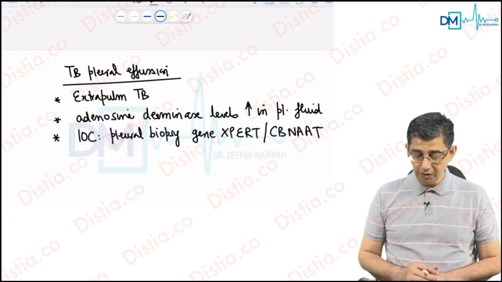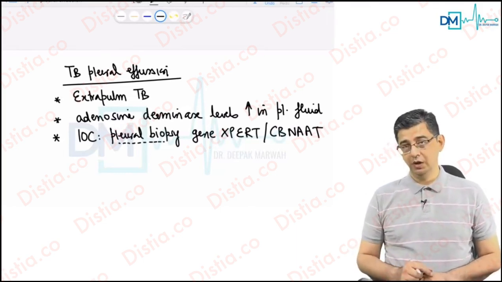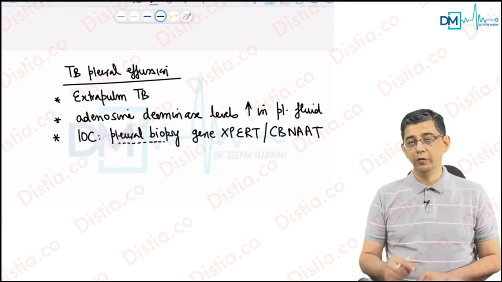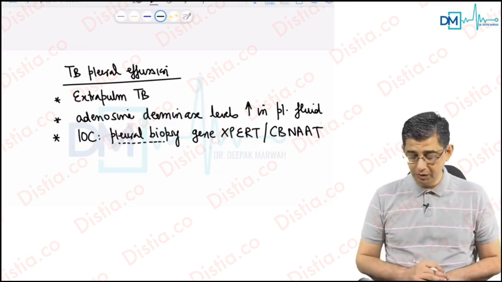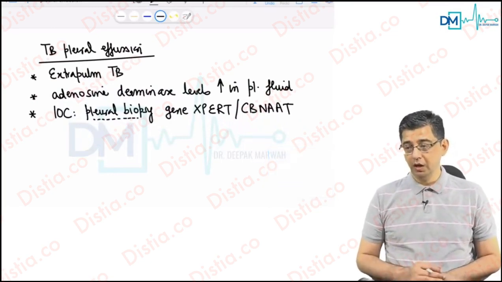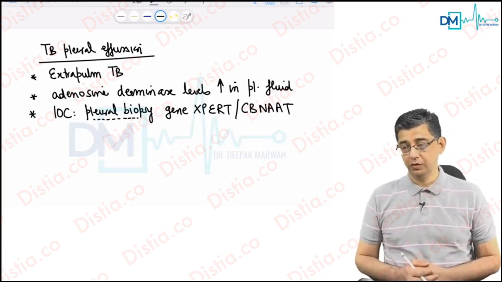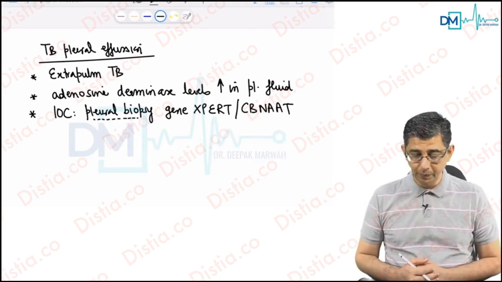So investigation of choice is not a pleural fluid gene expert. I repeat, it's not pleural fluid gene expert, it is a pleural biopsy gene expert for confirming a diagnosis of a tubercular etiology. And it's not a necessity that every time you might have a very significant pleural effusion, you might just be having a pleuritis.